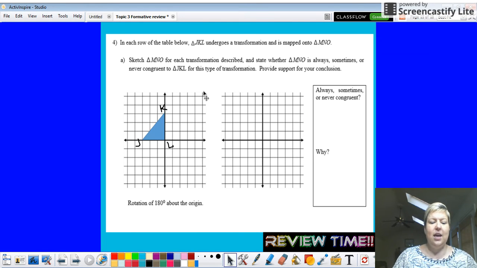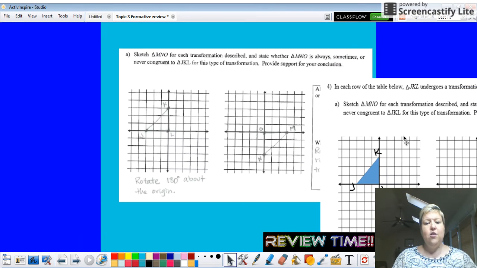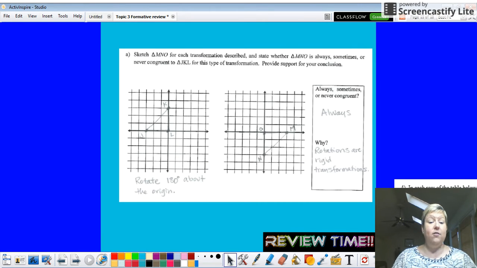So for this one, JKL, it says to rotate 180 degrees about the origin. If you take a look at what I've already done, I've gone ahead and rotated it for you so you can check to see if your triangles match. And then this is always going to be congruent. So this is an always statement. Why? Because rotations are rigid transformations.